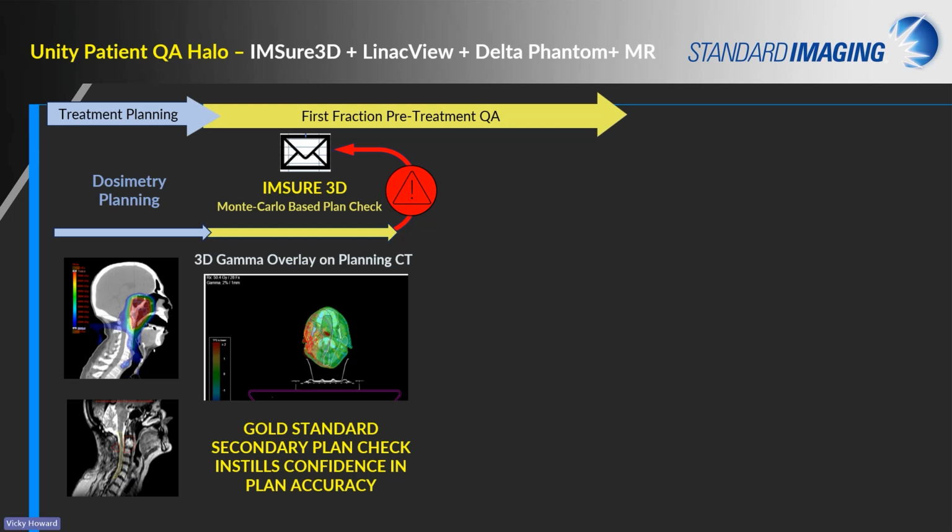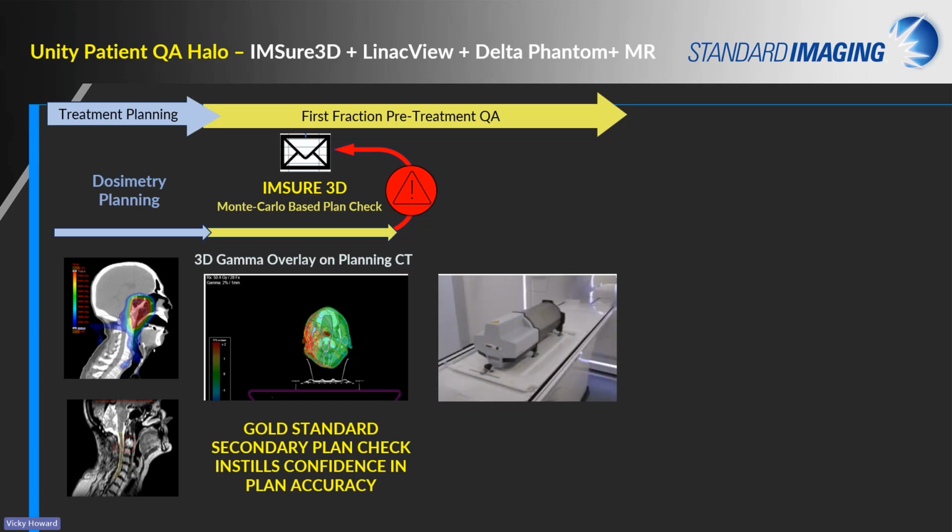Also with IMSure 3D, it's fully automated. As soon as the treatment plan is exported from the planning system, it will pick up that plan, do the calculation, do all the analysis, and send any alerts and create reports as automated and let people know what's going on. That can be set up through email.